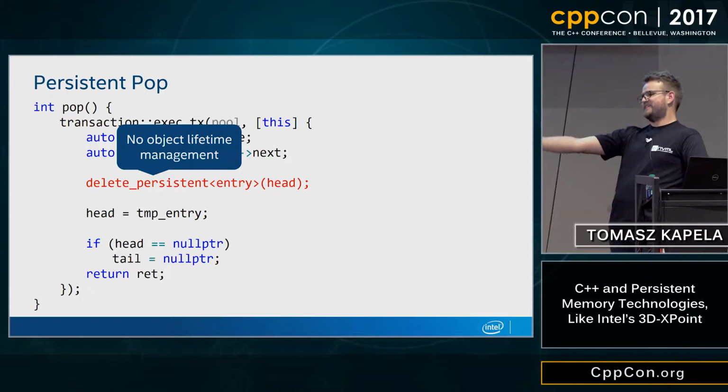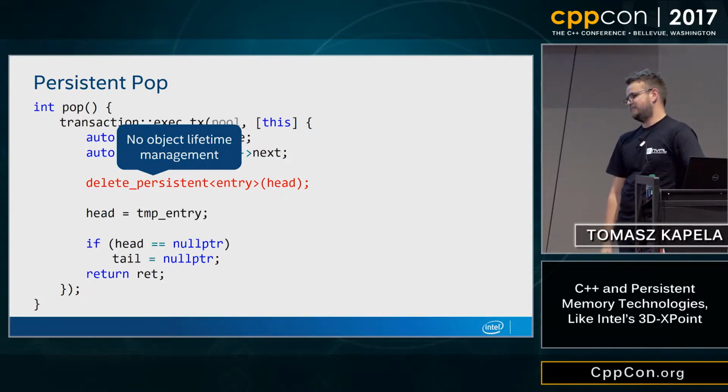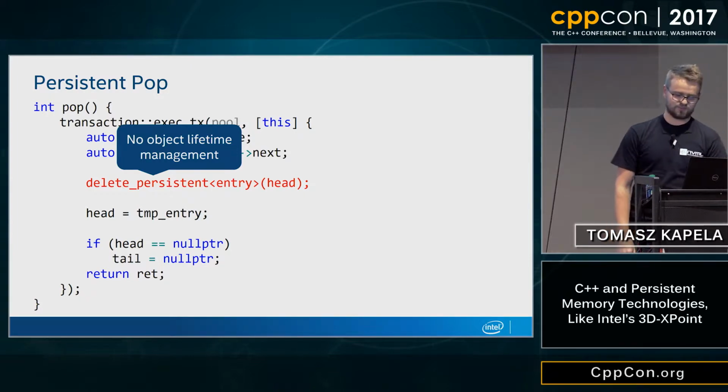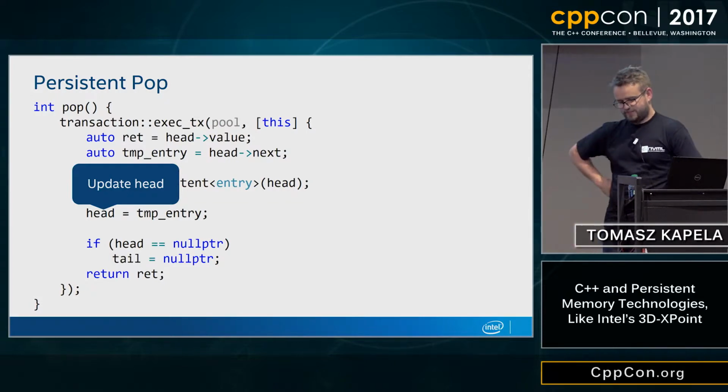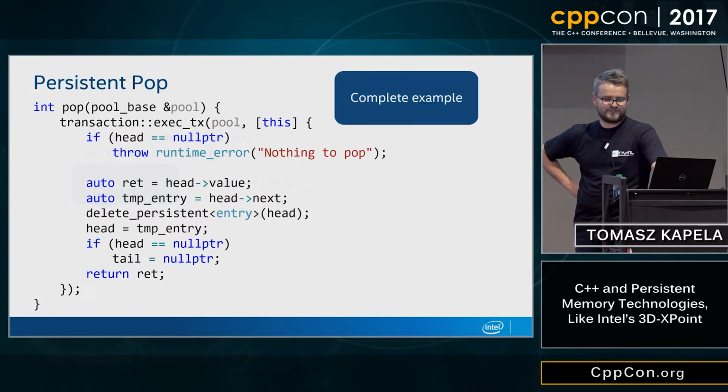So that's why I advocated that it's probably a good idea to implement some sort of reference counting and manage the lifetime of the objects held by the persistent pointers. And now you can update the head with the new value and it's fine. So this is the complete example. It's not like it's a lot of change. It's just one step too many than I would have wished.